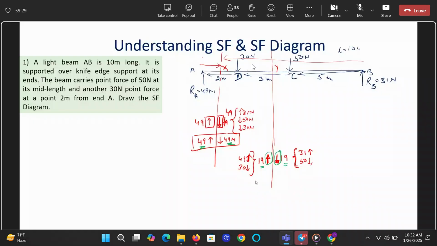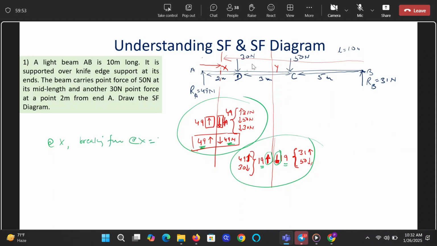Okay. So what have we just agreed when I was on camera? That at X, 49 newtons is trying to break the beam. At Y, 19 newtons is trying to break the beam. So breaking force at X is 49 newtons. Breaking force at Y is 19 newtons. Whether it is moving up or down, it's trying to break.